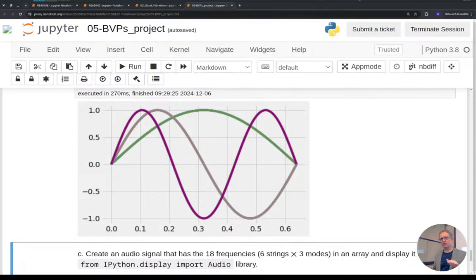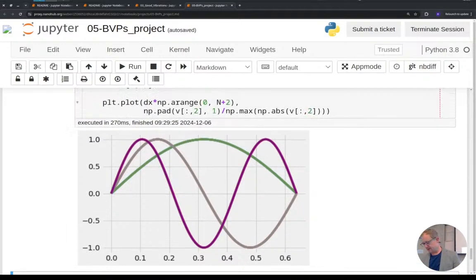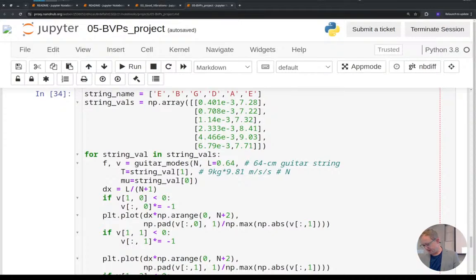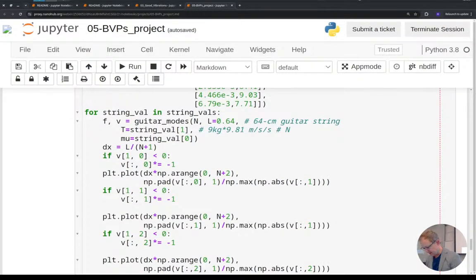I went through all 6 strings, and as I change those tensions and densities, it's all the same vibration modes. Nothing's changing, at least if I scale them all to put them on the same scale.